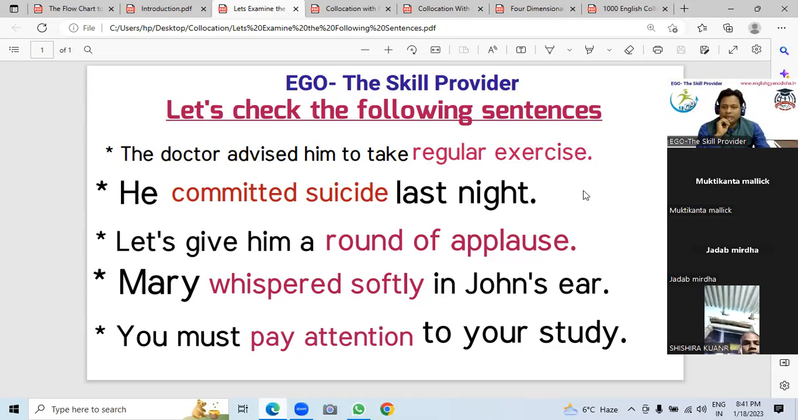The first one I want to tell you, my friends: the doctor advised him to take regular exercise. Regular means daily. So can I say regular, I am taking it regularly?